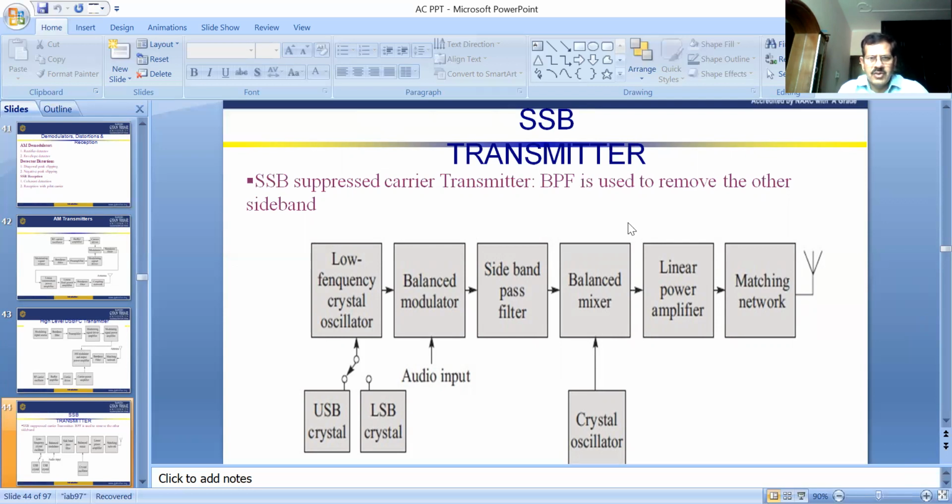We see in this block diagram there is a low frequency crystal oscillator, one is the upper sideband crystal and the second one is the lower sideband crystal. So we can use the low frequency crystal oscillator as an upper sideband crystal, or we can also use the lower sideband crystal. Next, the balance modulator. This signal is applied to the balance modulator, and the balance modulator receives this signal and again applies it to the sideband pass filter.